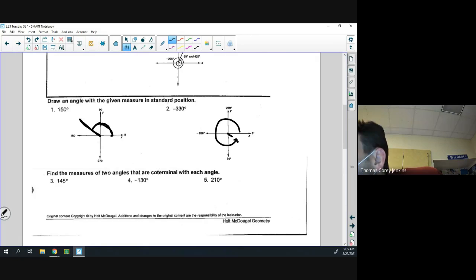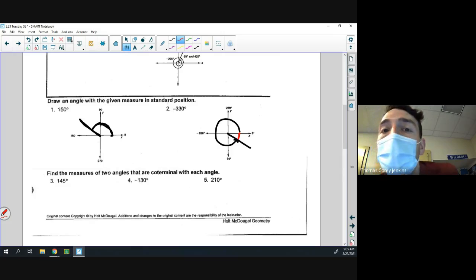Okay, so you want that angle right there to be about 30 degrees would be your thought process. So it ends up looking a little bit like Pac-Man. Anybody have any questions about how to draw those?